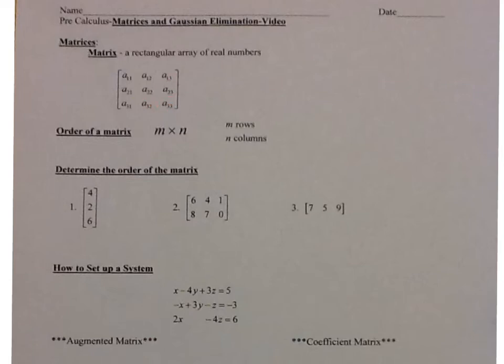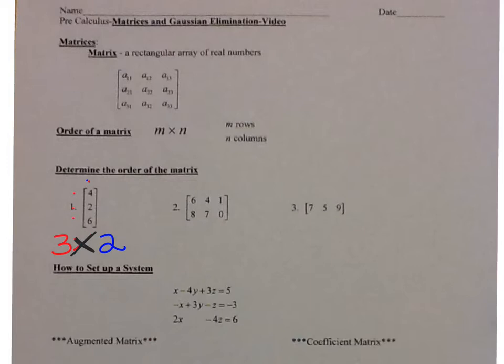Now, the order of a matrix is M by N. The M is how many rows you have, and N is the number of columns you have. So this says here, determine the order of the matrix. Look at this matrix here. I have a 4, 2, 1 going down. How many rows are there? There's 1, 2, 3 rows. So it's a 3 by... and how many columns does it have? It just has one column. 1, 2, 3 rows and one column. So it's a 3 by 1 matrix.